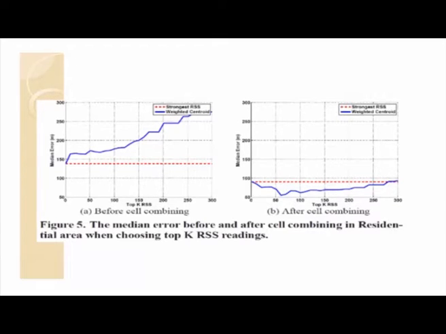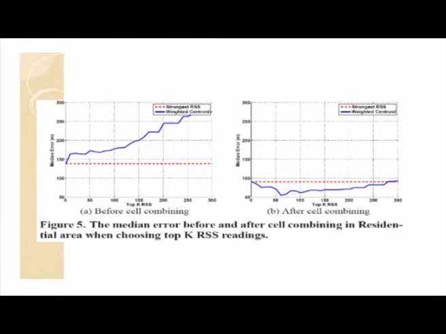Now, if you go to the case after cell combining, what is happening? As soon as you increase k, you are getting much better quality, abundant RSS. So if you go on increasing k, at a certain point of k, around 50, 60, the result becomes best. So what is happening around 60?